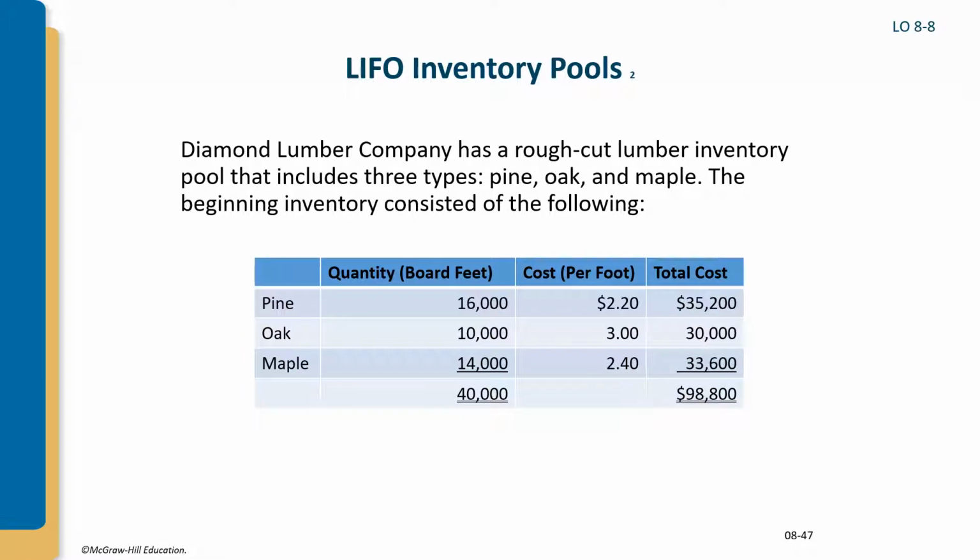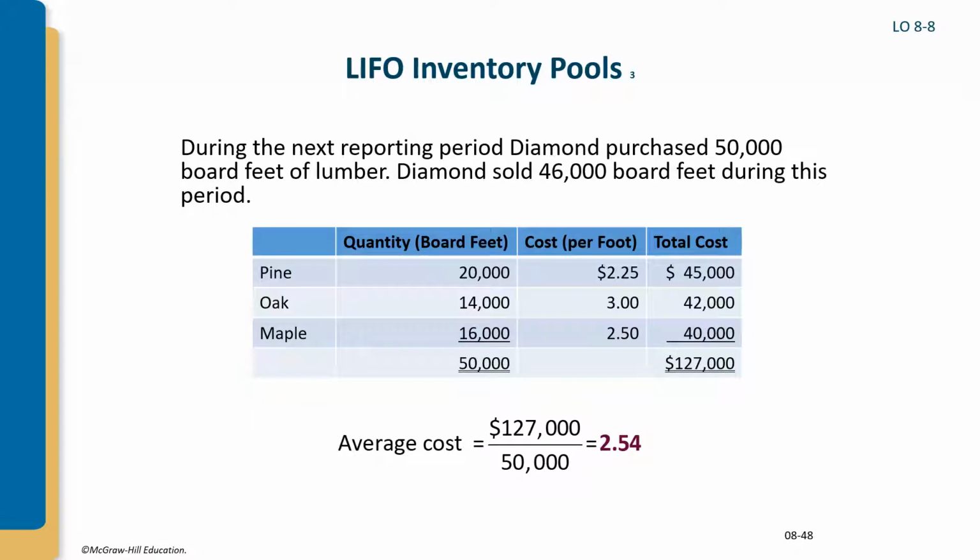Take a look. Diamond Lumber Company has a rough cut lumber inventory pool that includes pine, oak, and maple. The beginning inventory consists of the following. So they aren't accounted for each individually. They're put into this pool. There's 40,000 in this pool, cost 98,800. The average cost for the pool is $2.47 per board foot.